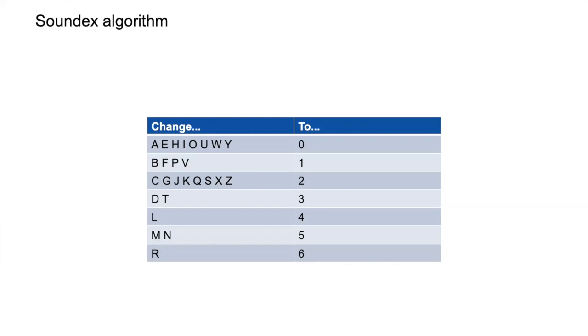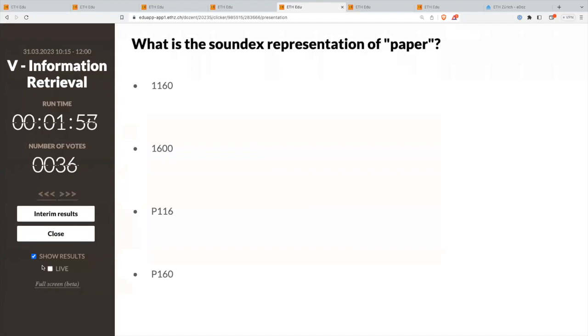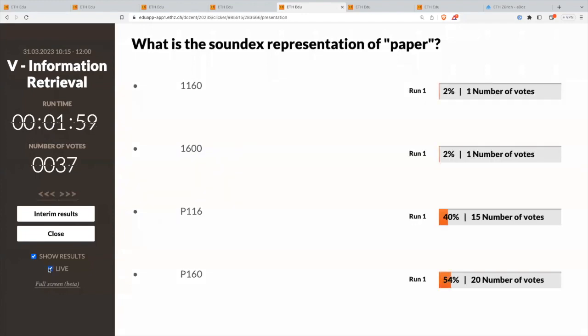Who has it? Who is done? Do you still need the projection? Can I switch back to the clicker question? But this is the slide we had last week, right? So this is a slide that you can find also in the lecture. So paper. Let's look at what you said. All right, and the majority is correct.